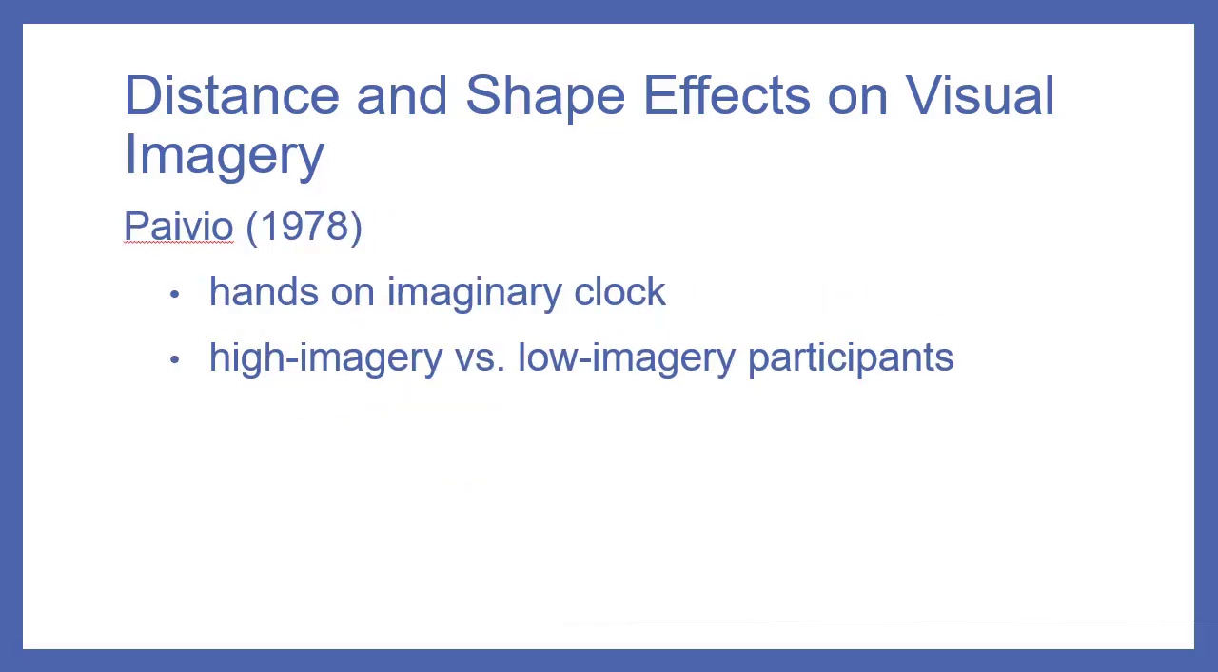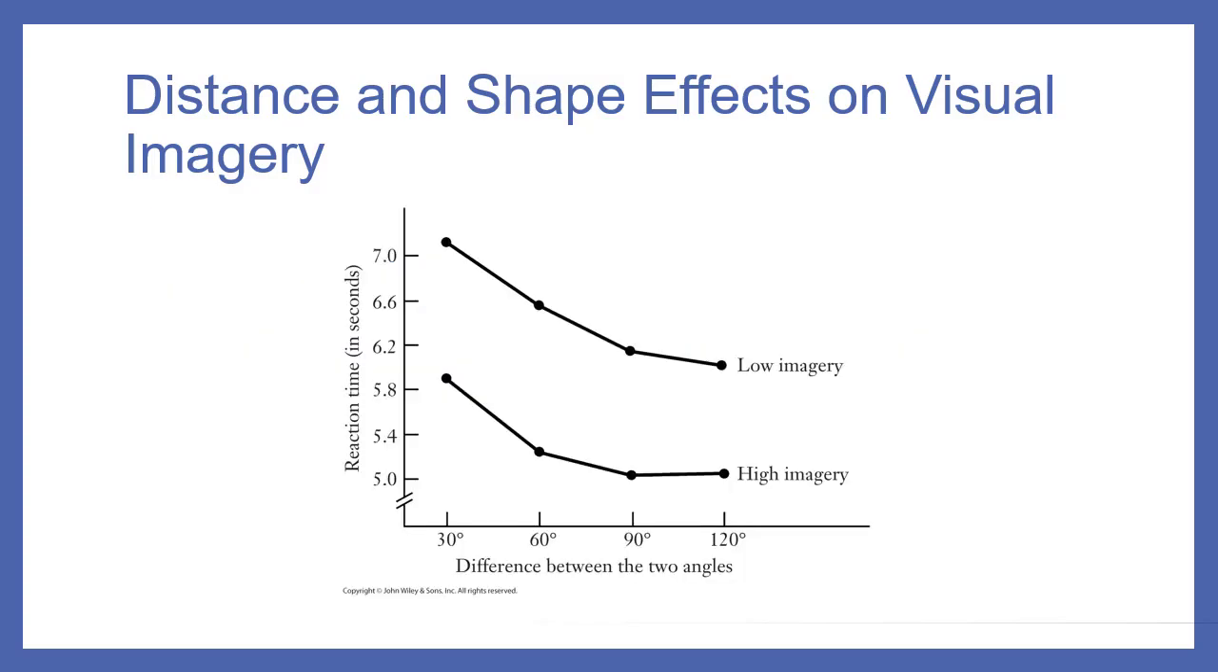The same kind of research was demonstrated by looking at the hands on a clock. Being able to determine the difference between angles, the response time increases as you have to make decisions about small differences. So this image indicates that there are two groups of people: people who have low imagery and people who have high imagery in terms of determining the difference between two angles of times on a clock.